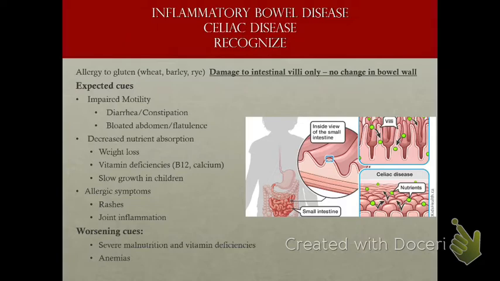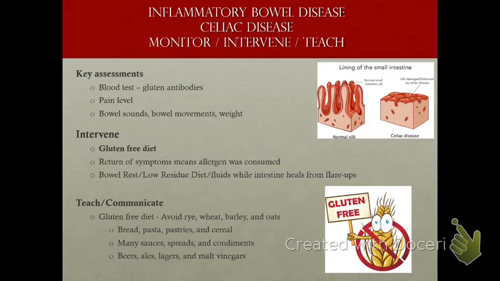And if it is worsening, we see that in terms of worsening malnutrition, vitamin deficiencies, and anemias, but it never damages anything other than the villi. So it won't damage your whole bowel wall, but it's bad enough. The tests are for gluten antibodies, where also the doctor will ask about your pain level, bowel sounds, bowel movements. It doesn't cause bleeding. It doesn't erode the intestinal wall. So there's really no other symptoms other than decreased motility and malnourishment.